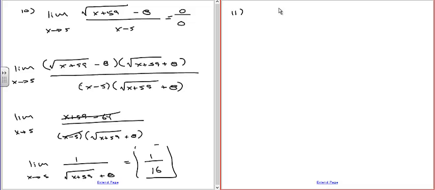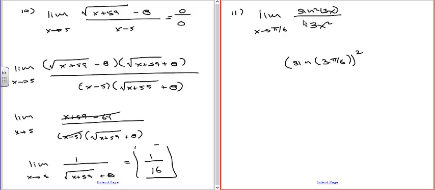Number 11. So this is another one of those trig ones, but you should have seen right away that because it's not going to 0, you just plug the numbers in. So what you get is the sine of 3 times pi over 6 quantity squared. So I'm rewriting sine squared as the sine quantity squared. And then I have 3 times x, which is pi over 6, and that's squared.